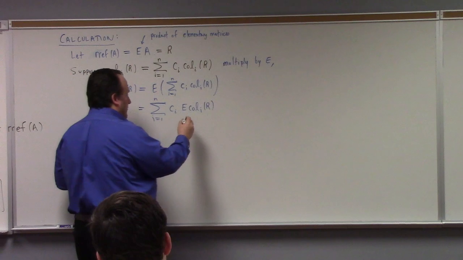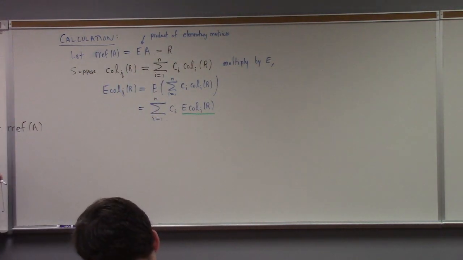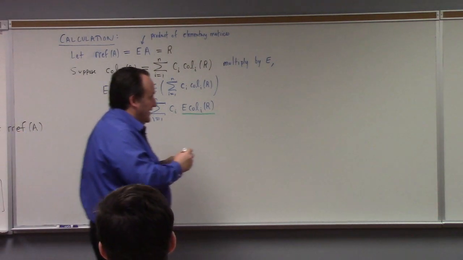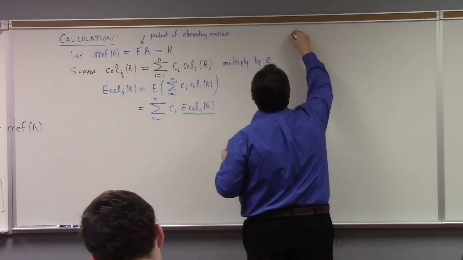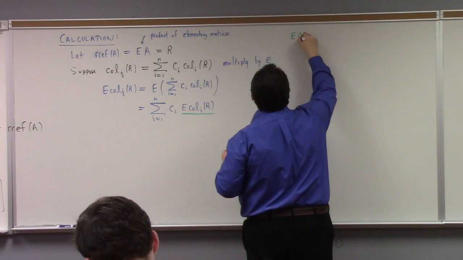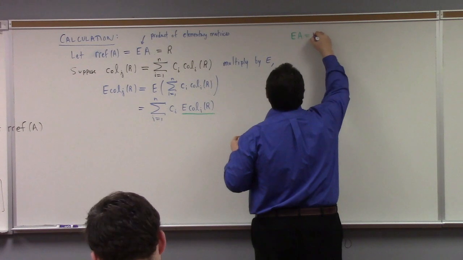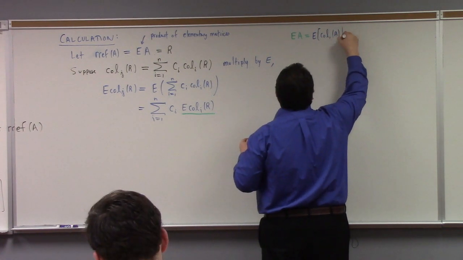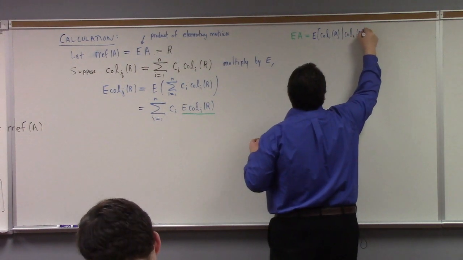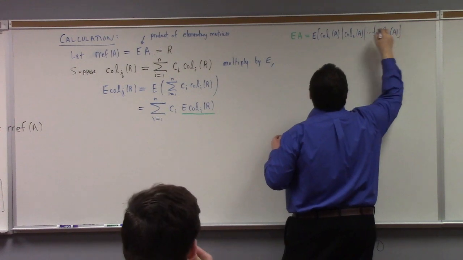So, what is this, though? I need to talk to you guys about something. You may or may not know about this as well. If I have E times A, I can also look at that as E times column 1 of A, times column 2 of A. How many columns does A have? I think we said n, right?